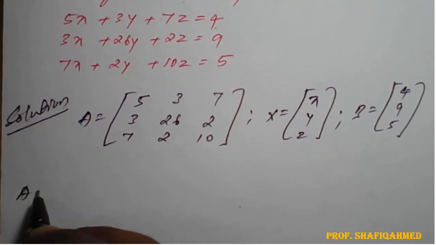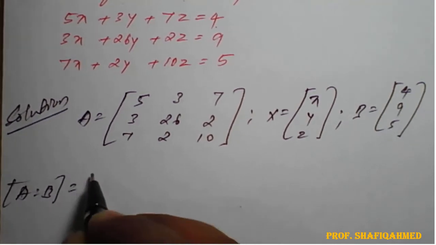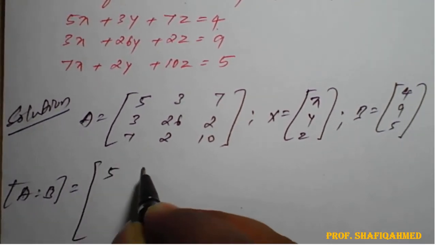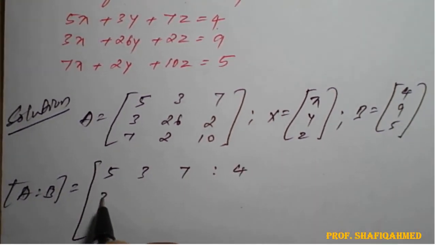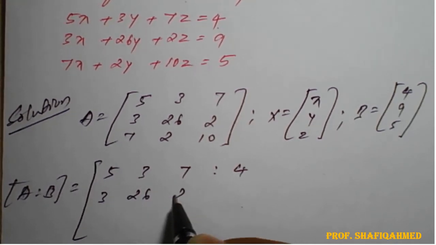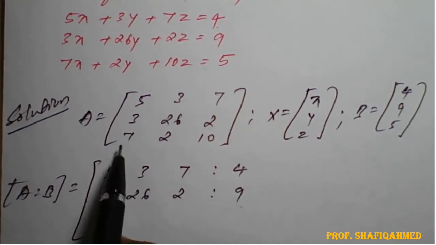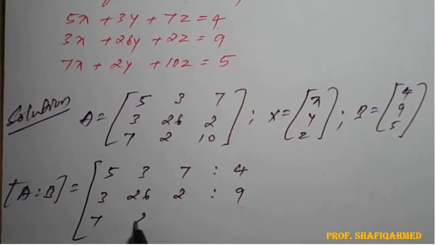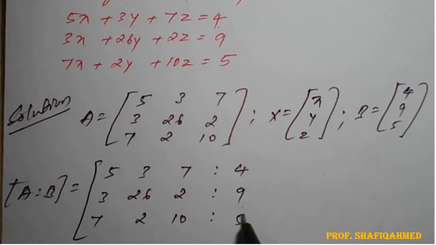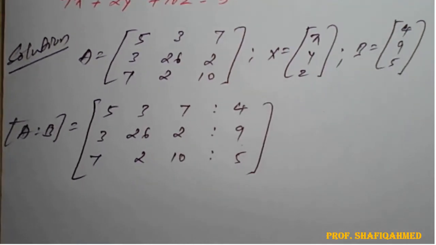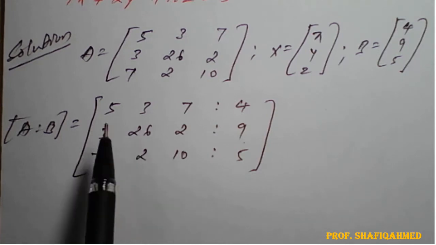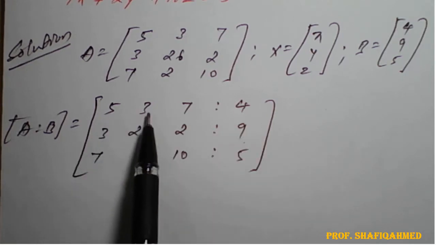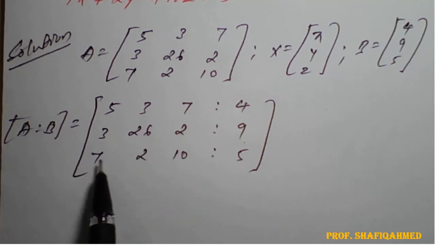Then the augmented matrix is 5, 3, 7 equal to 4, then 3, 26, 2 equal to 9, then last row 7, 2, 10 equal to 5. So this is the augmented matrix. Then we need to convert this augmented matrix to what here? Echelon form. But observe here we have 3 rows, that is 5, 3, 7, 3, 26, 2, 7, 2, 10.